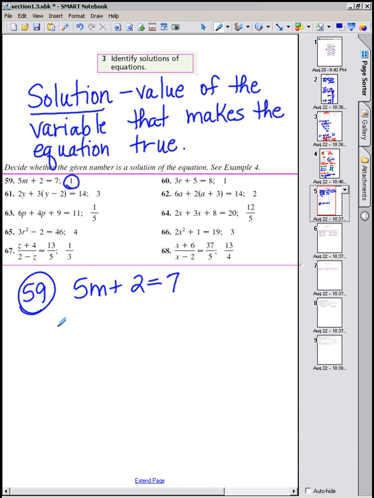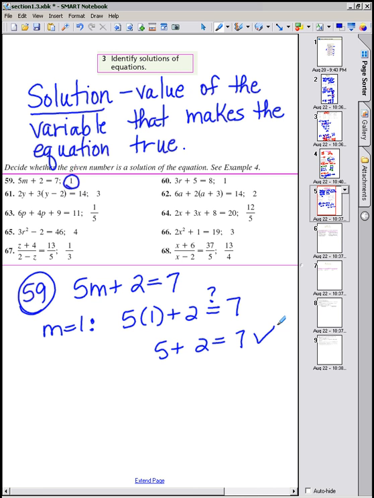So I'm going to check if m is equal to 1, what happens in this equation? I would get 5 times 1 plus 2. So I'm asking myself, is that expression equal to 7? Well, if you use the order of operations, we know 5 times 1 is 5, plus 2, and of course that equals 7. So in this case, 1 is a solution to the equation.